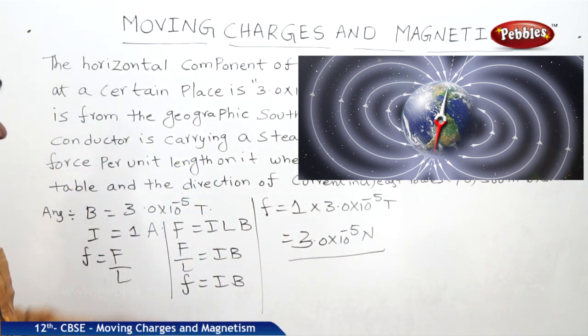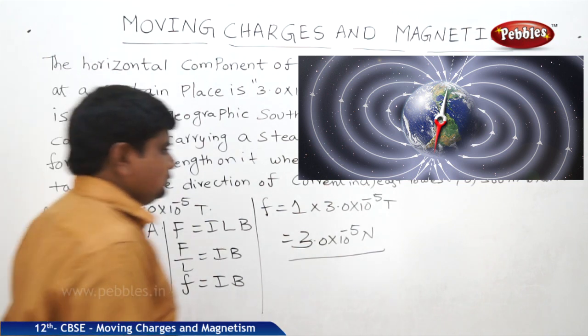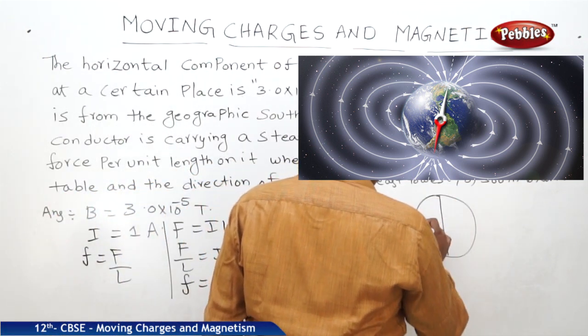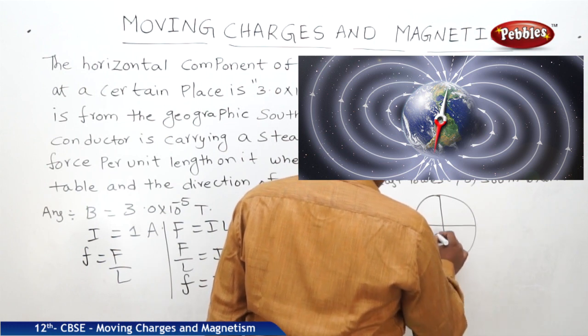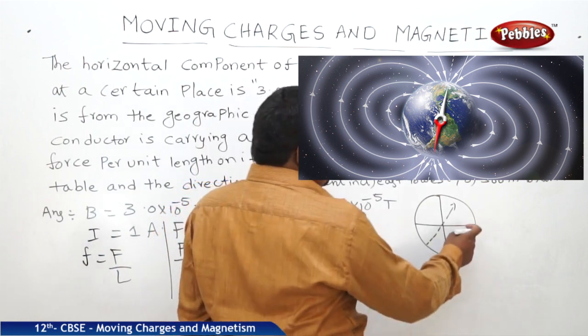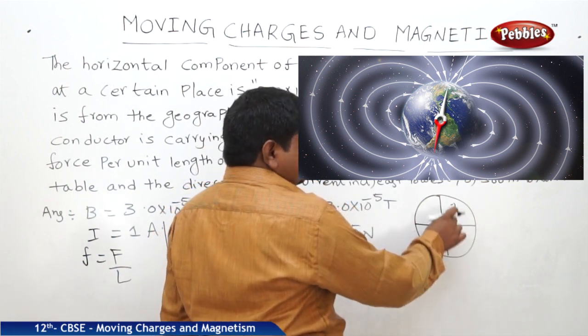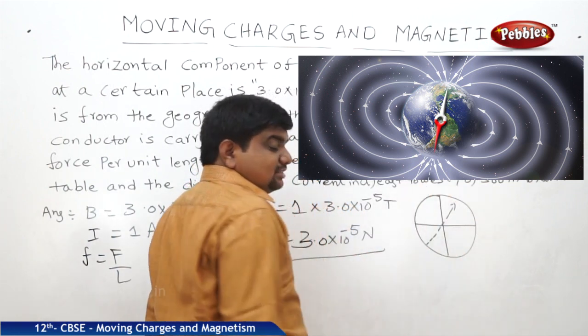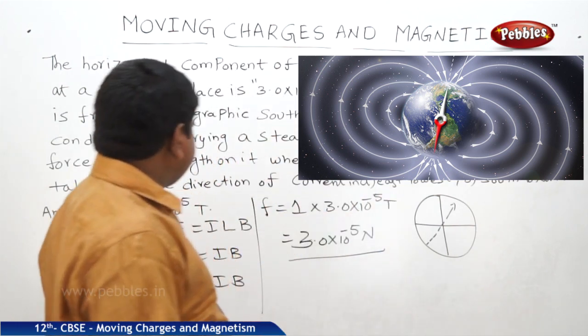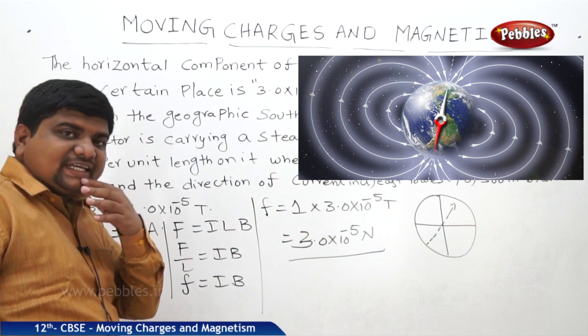When it is in the east to west direction, suppose this is the magnetic compass box, south north, east west, such like this is the magnetic compass needle's position. East to west axis is making 90 degrees angle with the south to north. So, what is the direction of current? What is the amount of current or direction of current in the east to west direction?